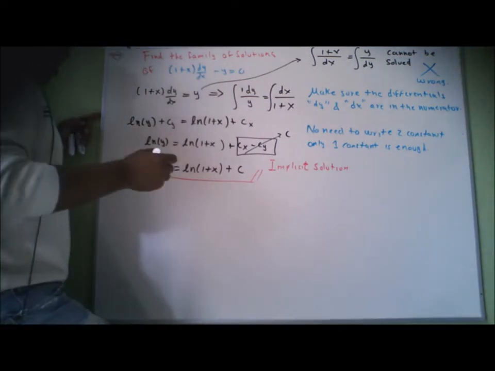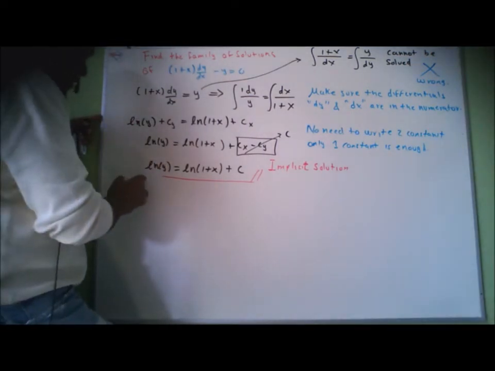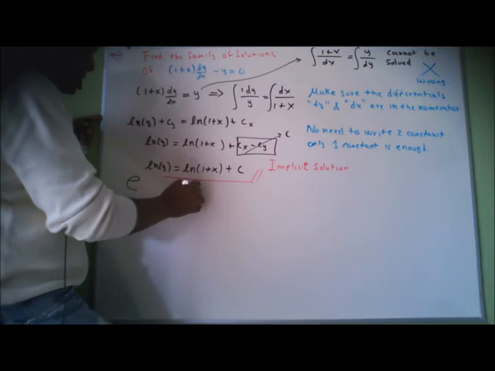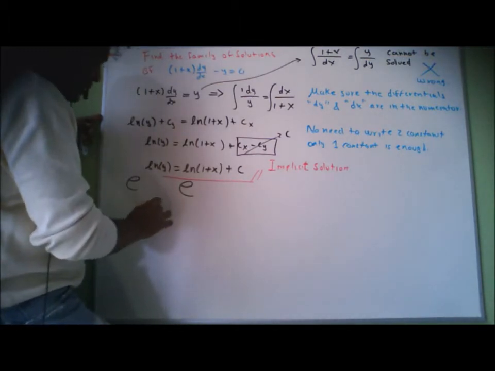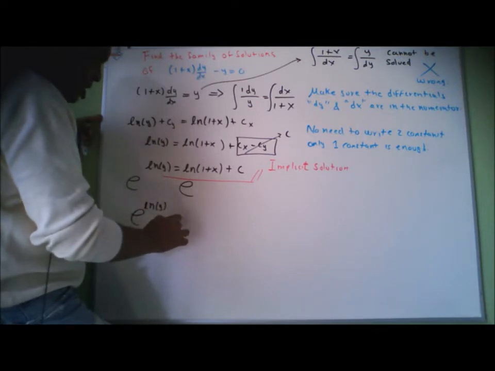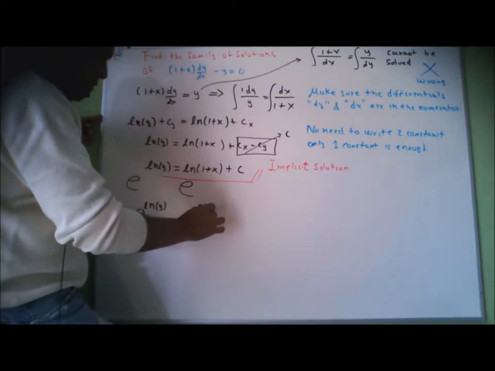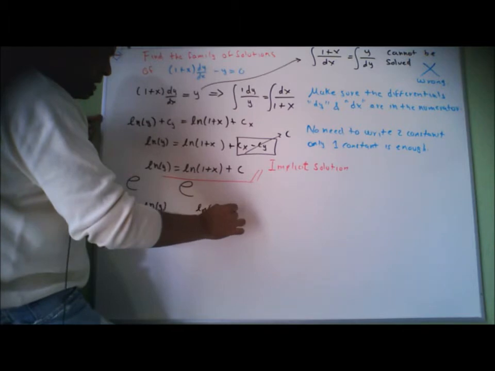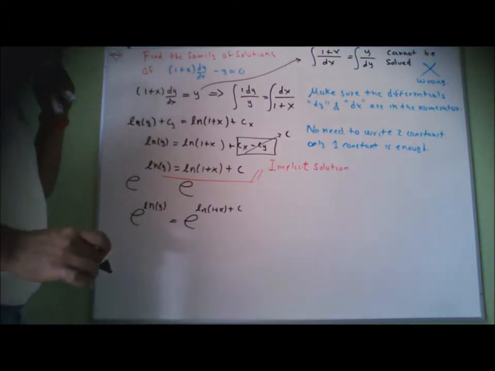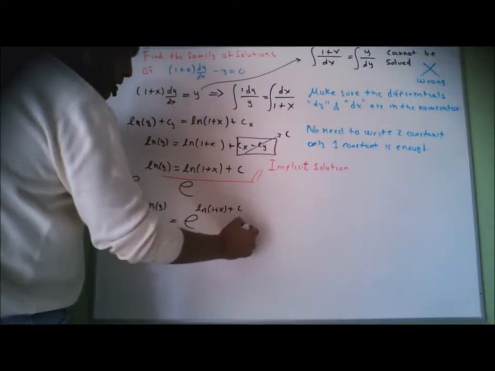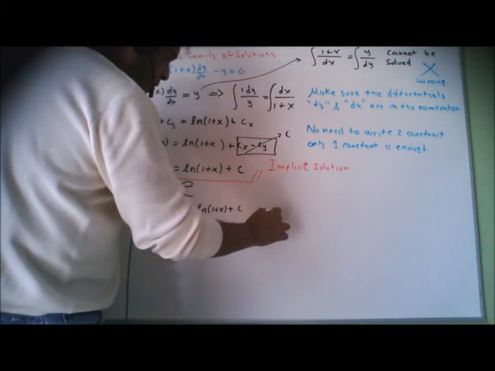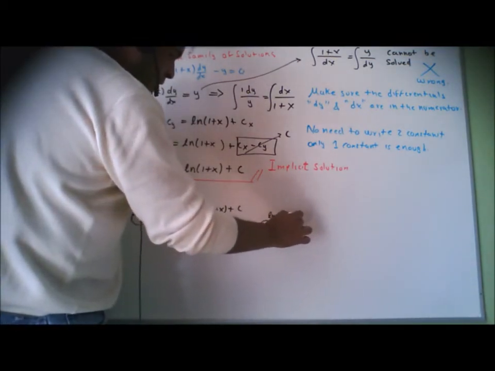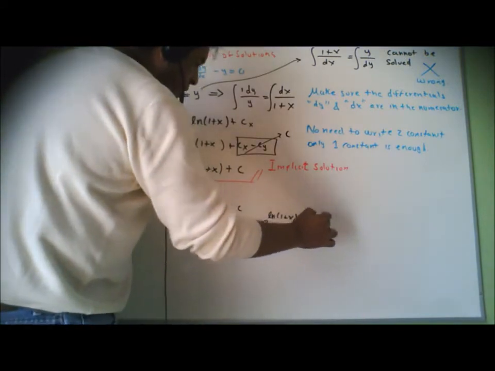And here what we are going to do is to apply the exponentials on both sides of the equation. So it's going to be the exponential of the natural logarithm of y equal to the exponential of the natural logarithm of 1 plus x, plus the constant on both sides. Now on the right side, what I'm going to do is the following: exponential of the natural logarithm of 1 plus x times the exponential of the constant.